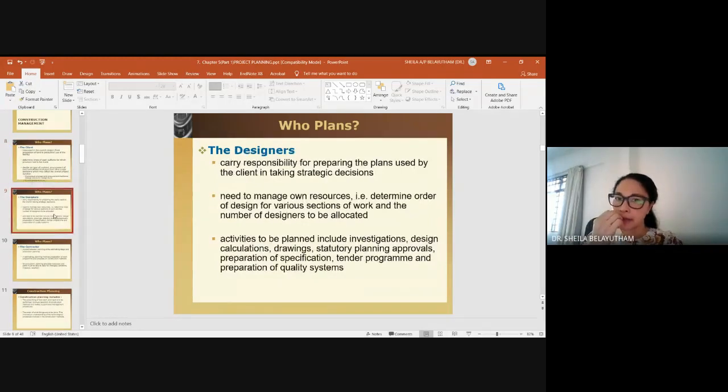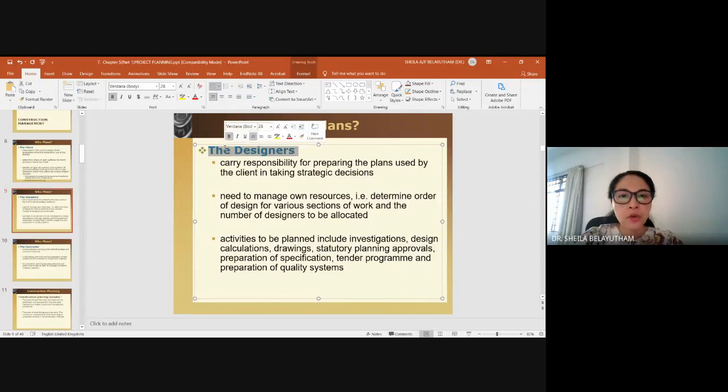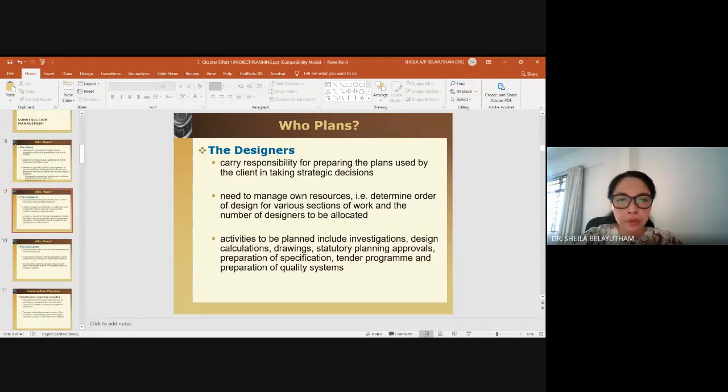So the next stakeholder, or the next party who would actually plan, will be the designers. So designer, straightforward. Their planning could be planning for their own resources, or it could be planning for the project by itself. They carry responsibility to prepare the plans used by the client in taking strategic decisions.